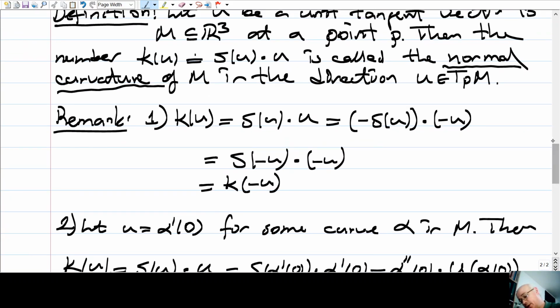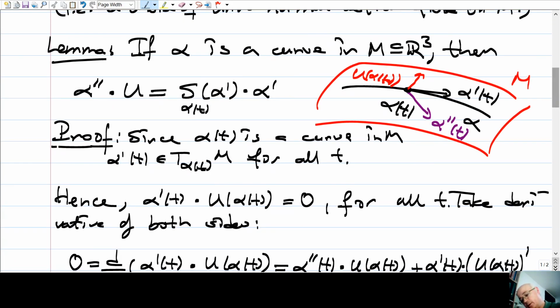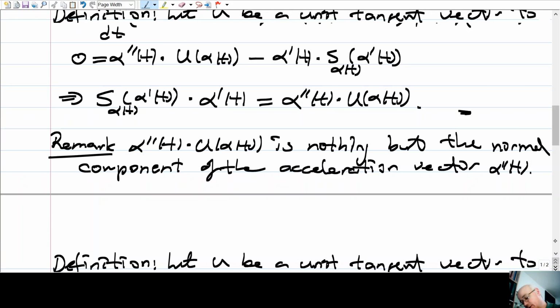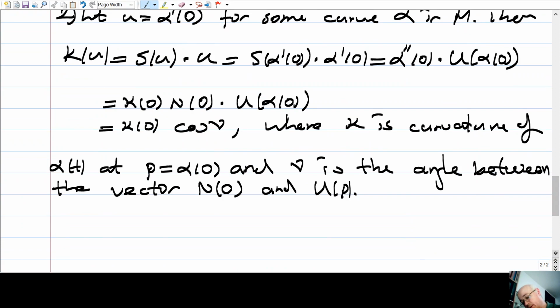So here you see the normal direction of the curve alpha doesn't have to be the same as the normal direction to the surface, right? The normal direction of the curve alpha is of course parallel to the acceleration vector alpha double prime, but the normal vector to the surface M is this vector u. They don't have to be the same. And the angle mu is just the angle between these two vectors.